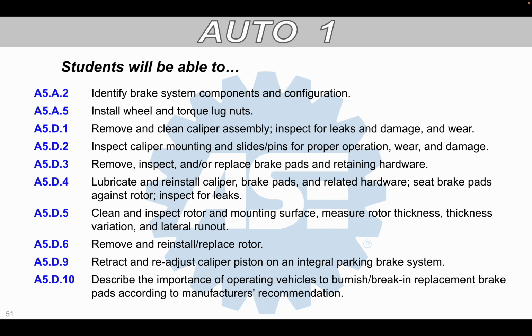Clean and inspect the rotor and mounting surface. Measure rotor thickness, thickness variation, and lateral runout. What is lateral runout? Boy, that is the simplest essential question that you could potentially write down. Remove and reinstall, replace a rotor.